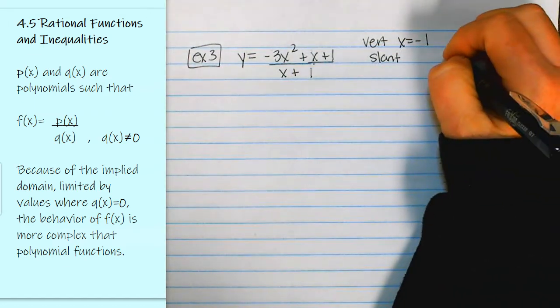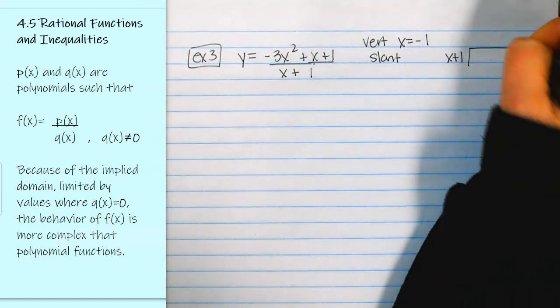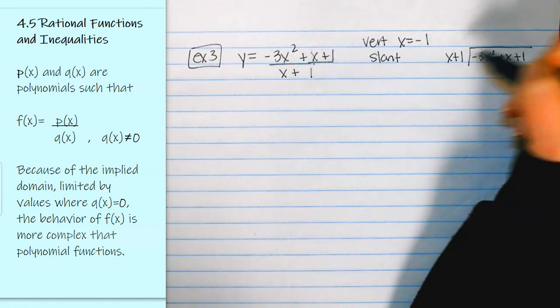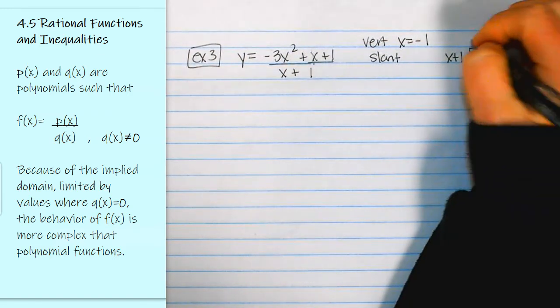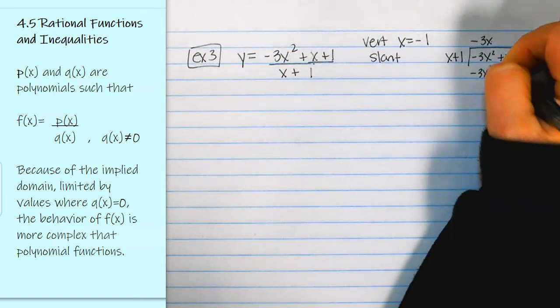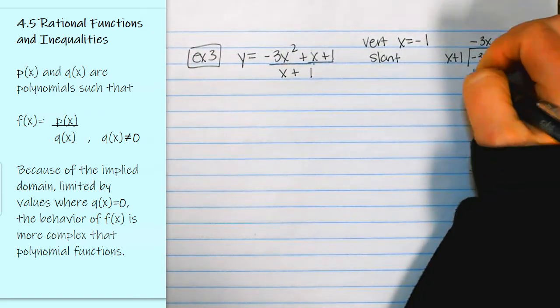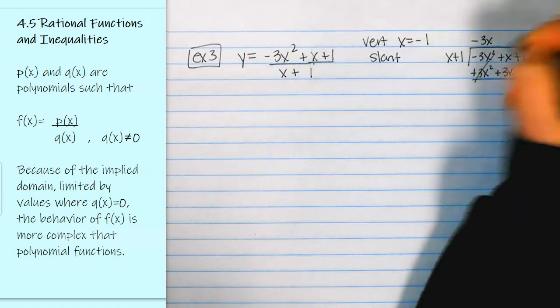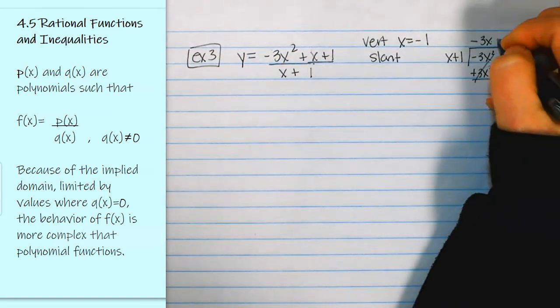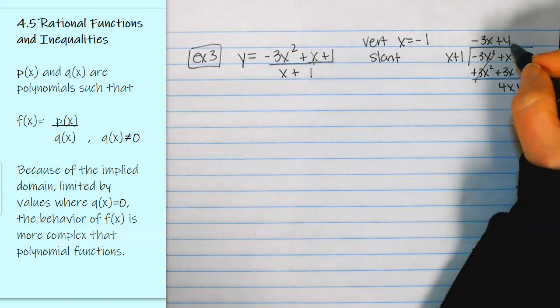So I'm going to say x plus 1 into -3x squared plus x plus 1. X and a -3x squared, -3x. -3x squared minus 3x. Change the signs. Cancel. 4x plus 1. X and a 4x goes 4 times.